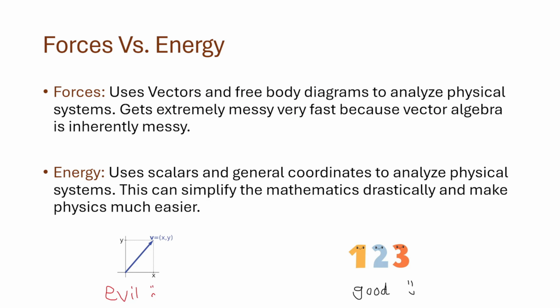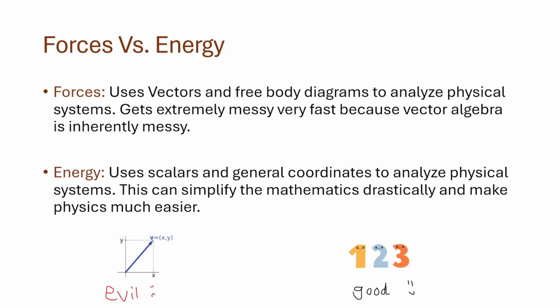So first, Newton formulated physics using vectors and forces, now known as Newtonian mechanics. And so for Newtonian mechanics, he's using vectors, free body diagrams to analyze physical systems, and it gets extremely messy. Because if you have multiple particles, each one has 3 different coordinates. You have to analyze all the coordinates, and if you have, say, 1,000 particles, it gets extremely messy and almost impossible to solve problems with a high number of particles.